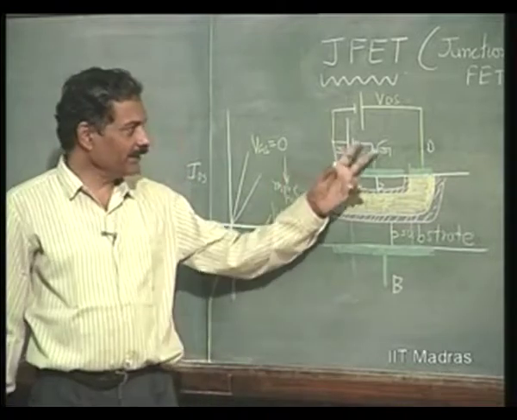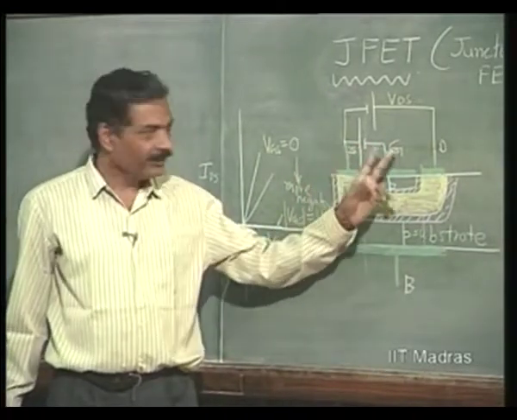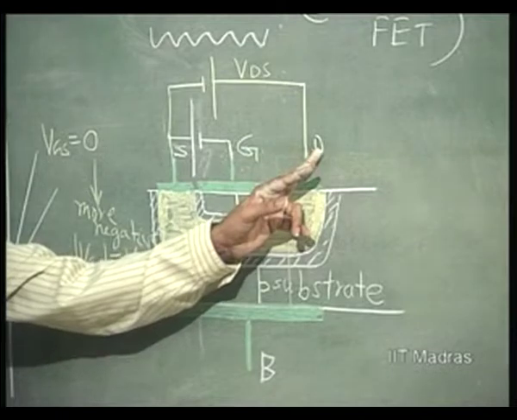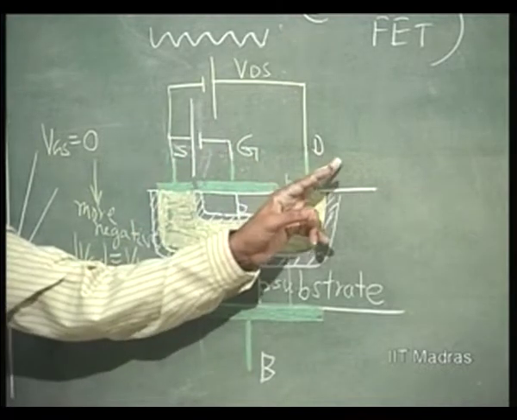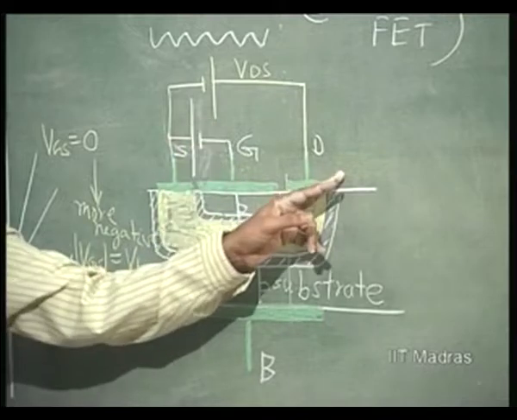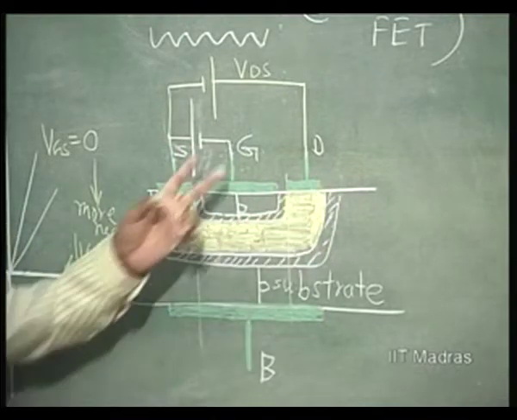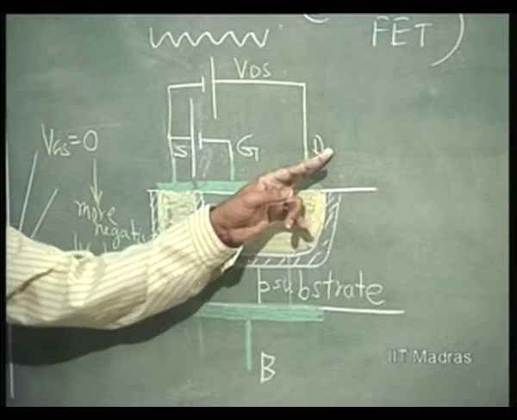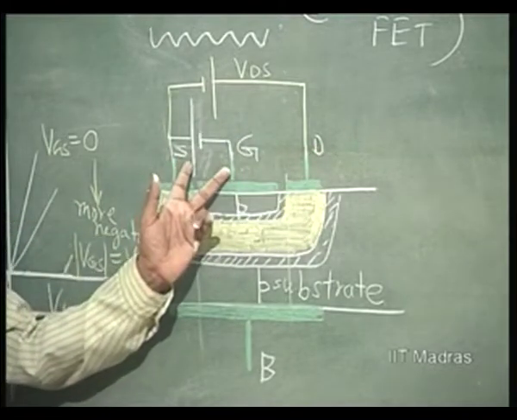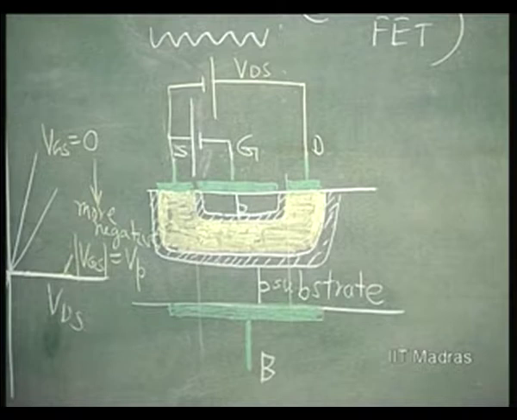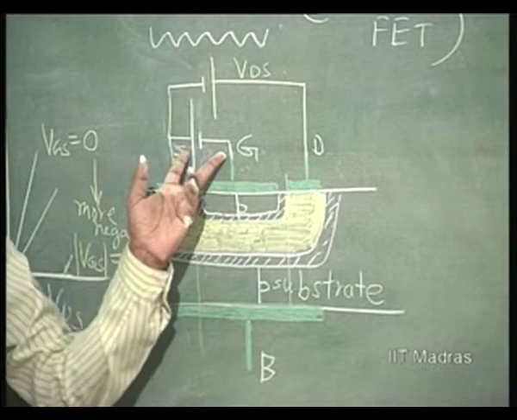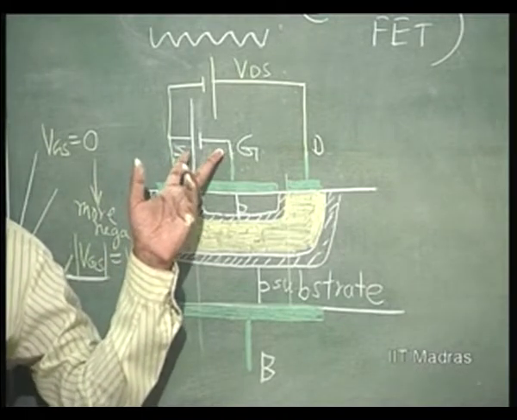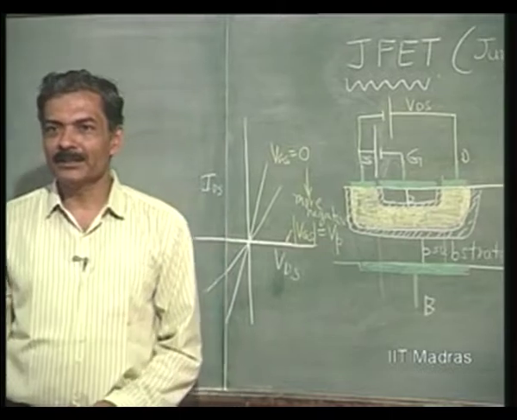When VGS is 0, the VGD is the same as VSD. So, the voltage that I have to apply to the drain in order to close the channel when VGS is equal to 0 corresponds to pinch off voltage in magnitude. So, if you say pinch off voltage magnitude is 3 volts, and VGS is minus 1 volt, what is the value of VDS at which pinch off occurs?